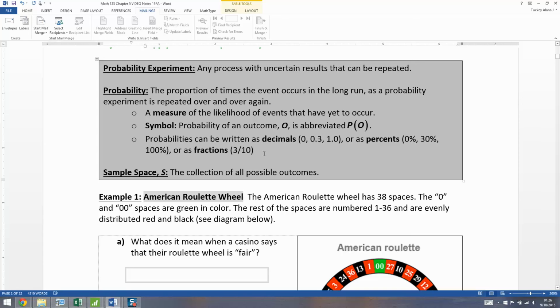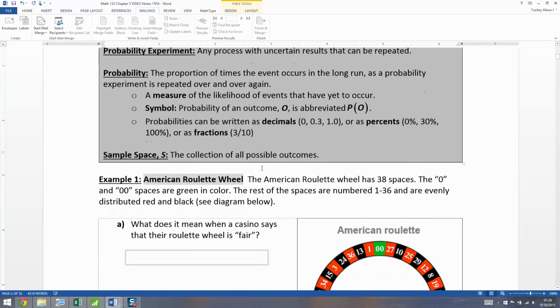So you're not multiplying here, it's "of" that you're seeing. The probabilities can be written as decimals, so you can write 0.3, or you could write a percent, 30%, or you could write it as a fraction, 3 out of 10, or 1 out of 10, etc. Or 1 even.